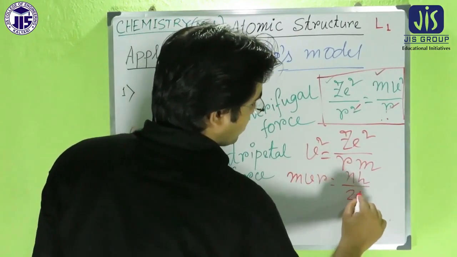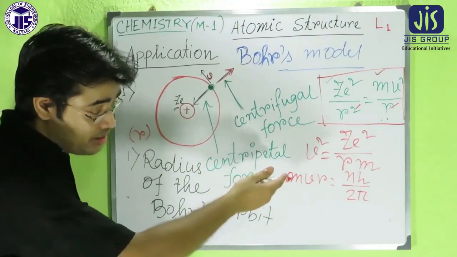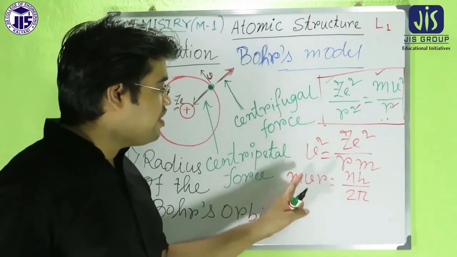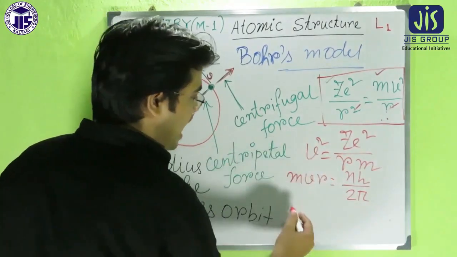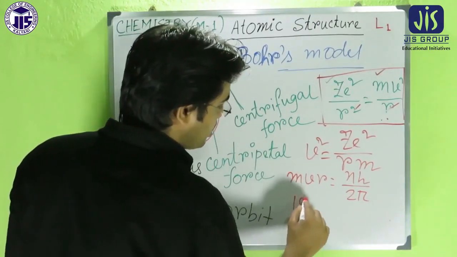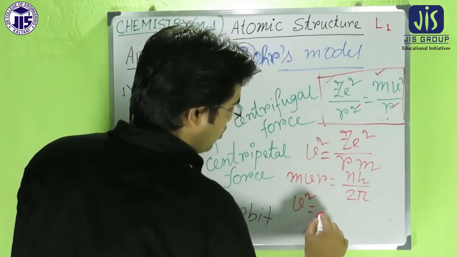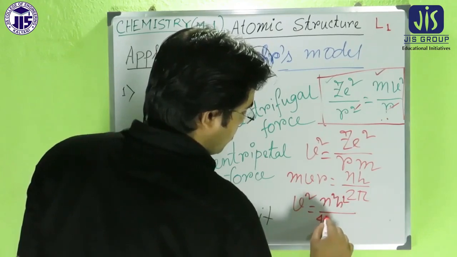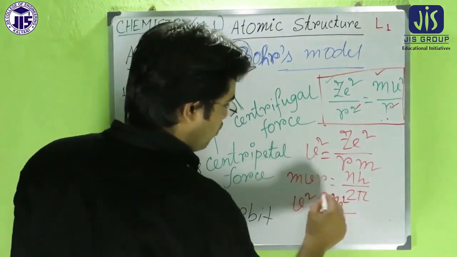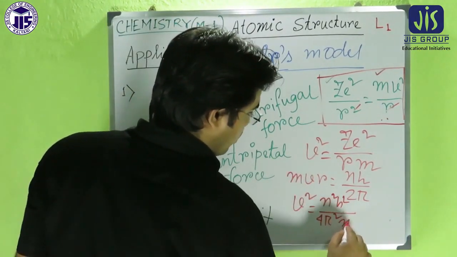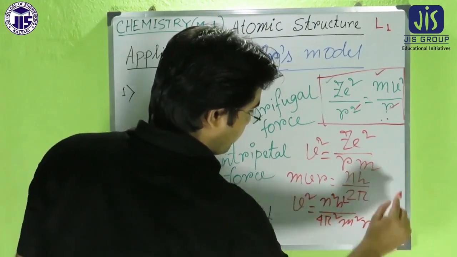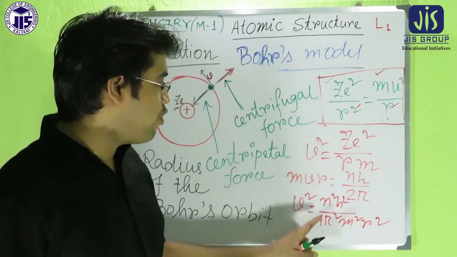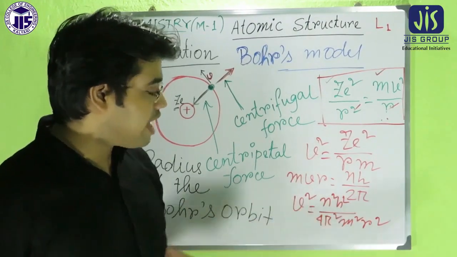mvr = nh/2π. That we already discussed when we discussed the postulates of Bohr's model. So mvr = nh/2π, and from that equation we also get one equation: v² = n²h²/4π²m²r². So v² equals n²h² divided by 4π²m²r².